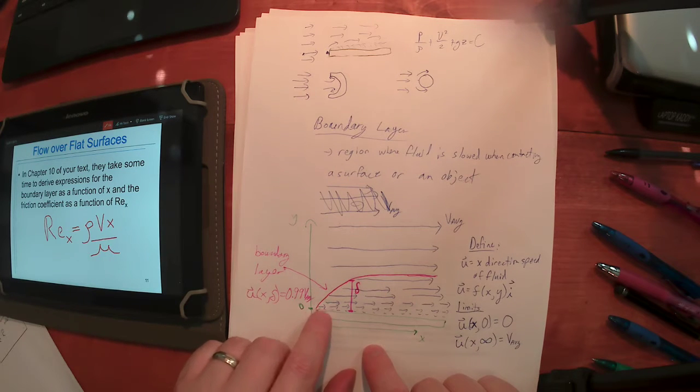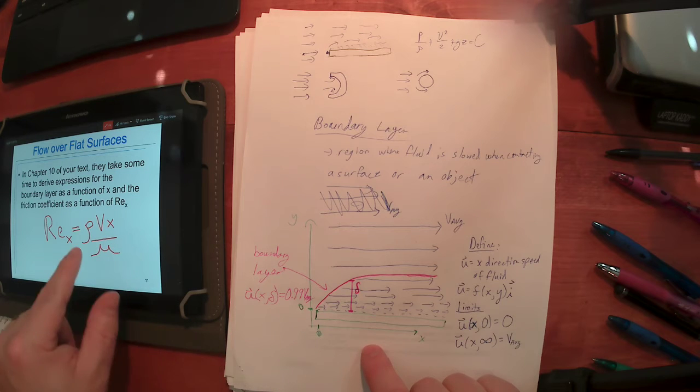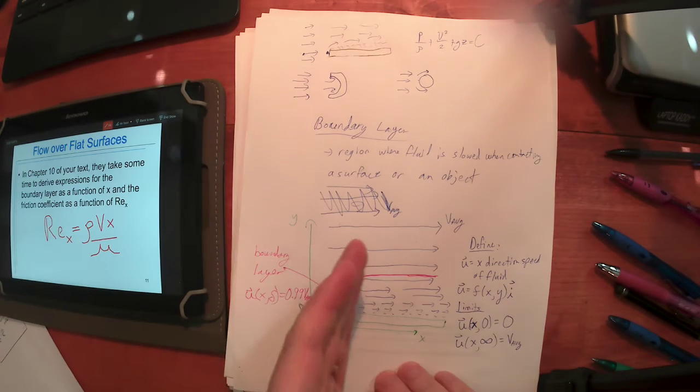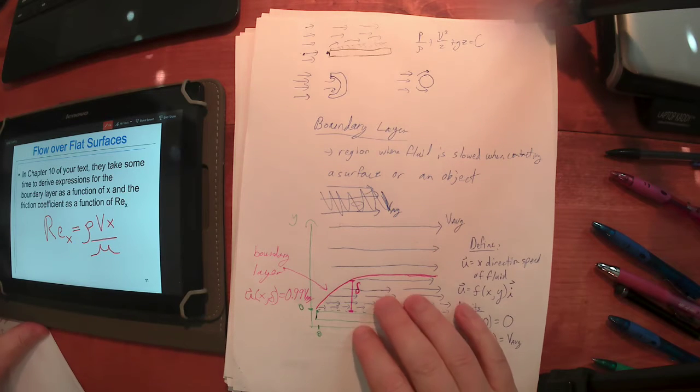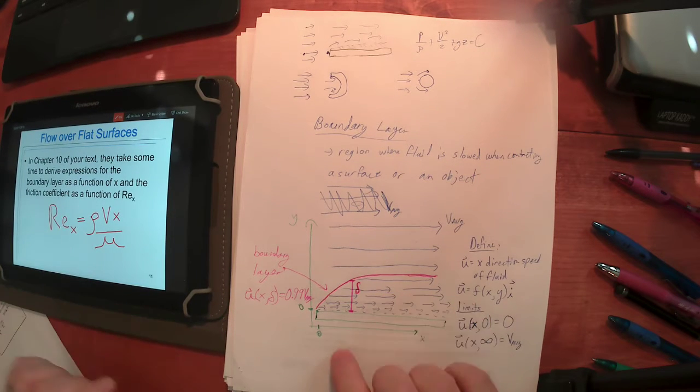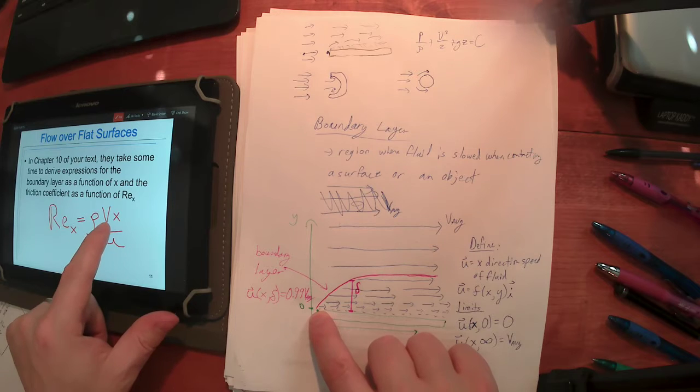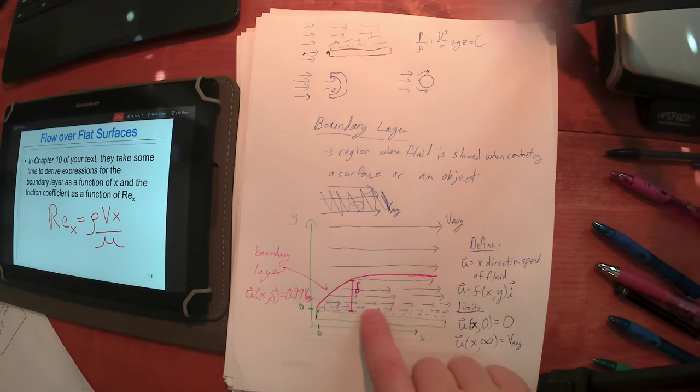And so we're saying the Reynolds number at a different x location is going to be a little bit different. As you get further along this plate, you're going to have a higher Reynolds number for that plate. So the Reynolds number out here at the very leading edge would be 0, and the further along you get, the higher the Reynolds number gets.